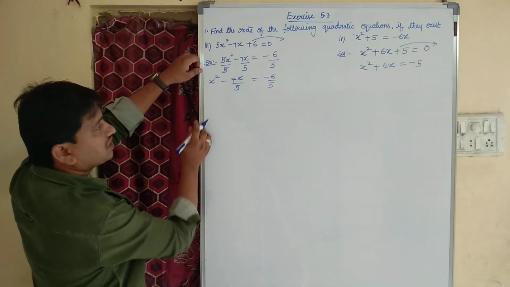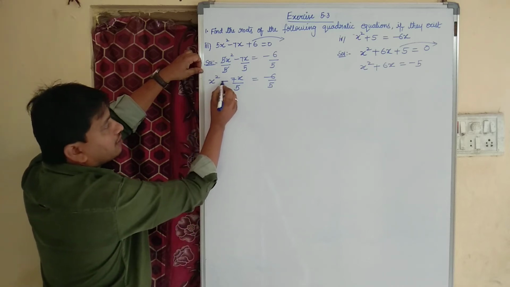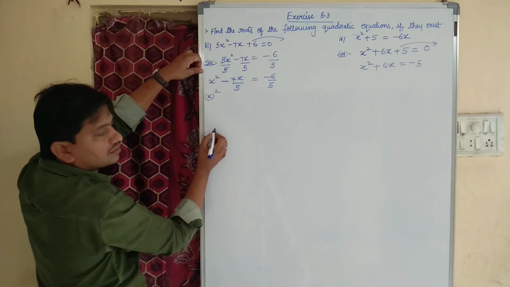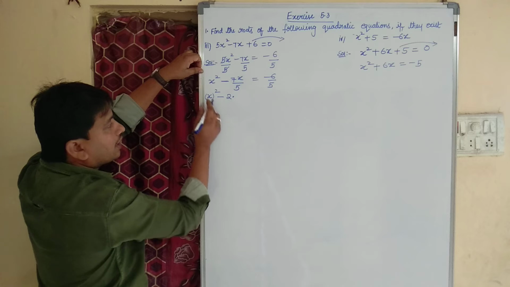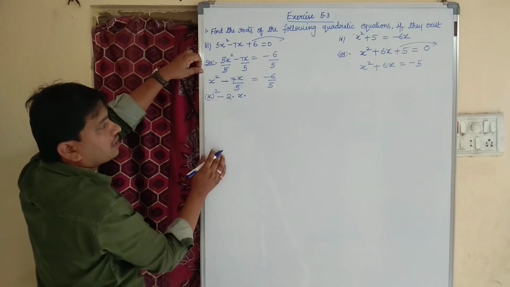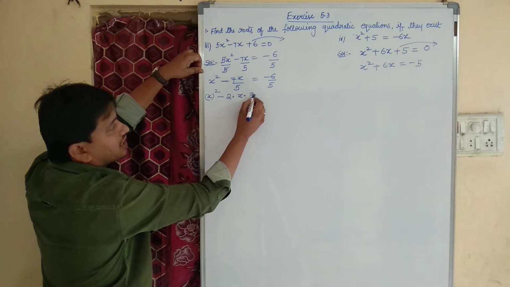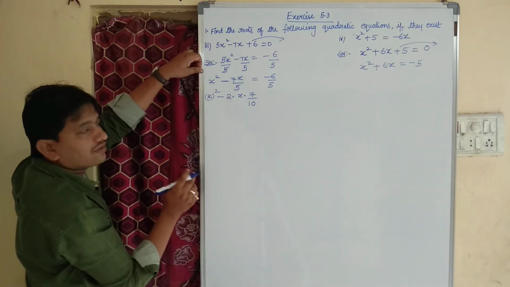Now this is in the form of a square minus 2ab, because we have the sign minus here. So x square I can write as x whole square minus, I need to write compulsory 2, and the a value is x. What about the b value, children? As we have 7 here, let us write 7 by 10. Why did I write the b value as 7 by 10, children?